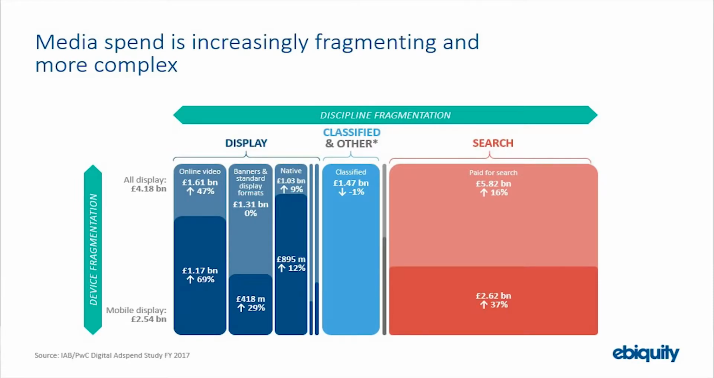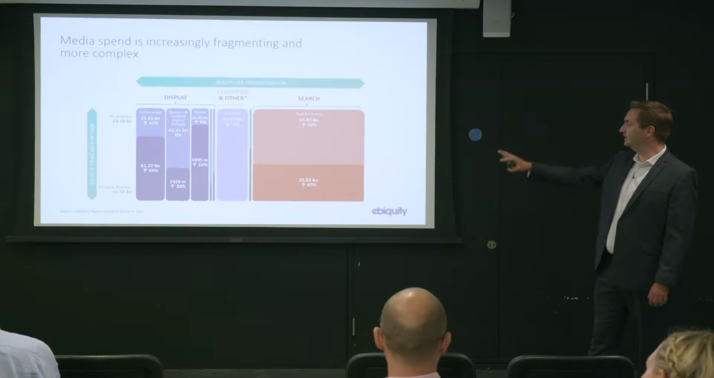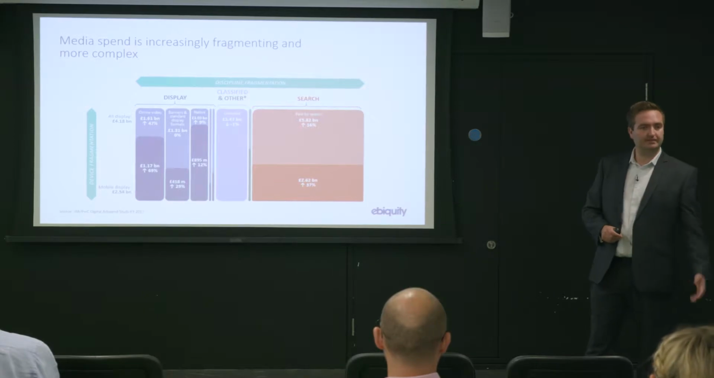As Martin mentioned though, this is getting more fragmented. So traditional methods of measuring the role of display, of search, are not able to go down to this granularity of detail. Not only is it a fragmented approach, we've got the different devices, mobile, desktop, tablets, etc. It is just getting more and more complex.